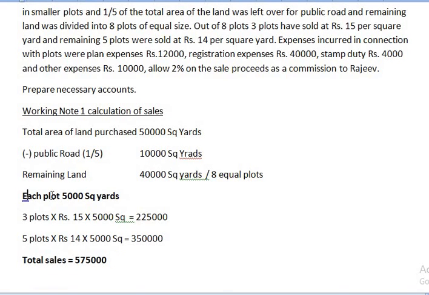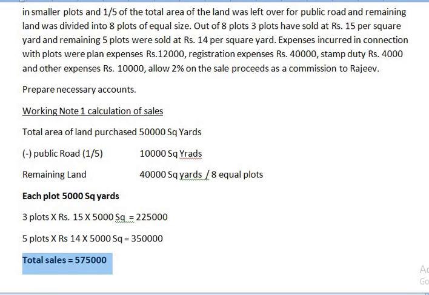So once again I repeat, they divided into 8 equal plots. So each plot will be 5,000 square yards. Out of 8 plots, 3 plots sold at rupees 15, and the remaining 5 plots sold at rupees 14. Multiplied with 5,000 square yards, you will get the sales money. So total sales will be 5,75,000.